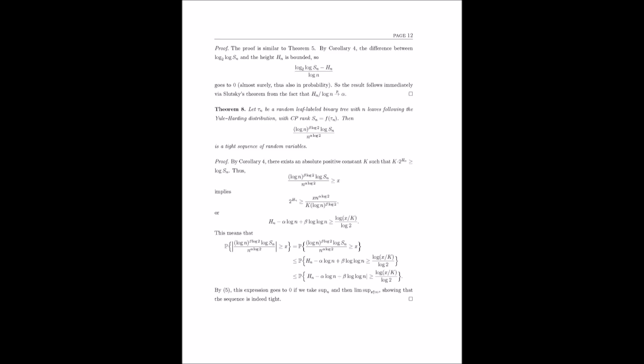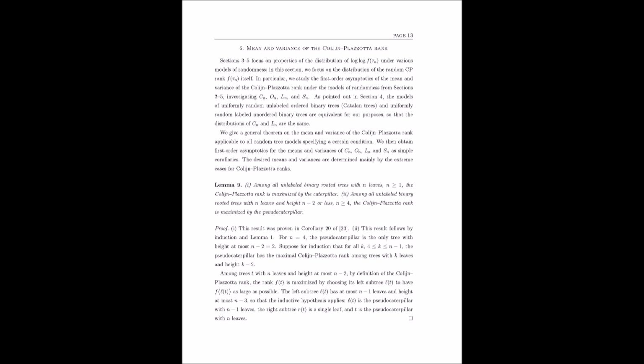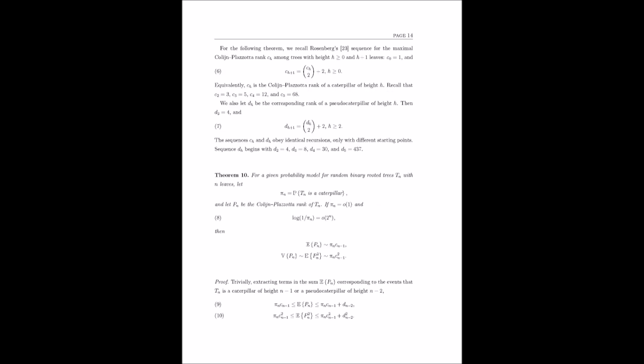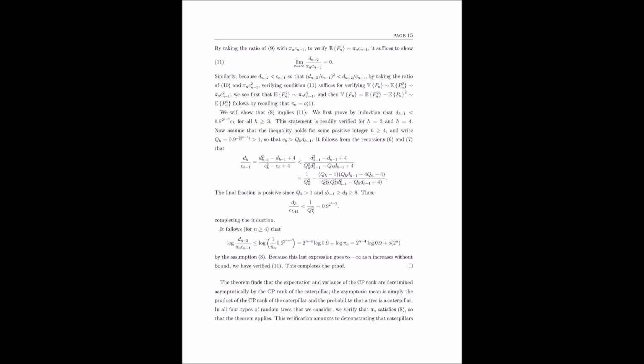And to help us break it all down, we've got this fascinating research paper all about something called the Colijn Plazzotta ranking system. Basically, they figured out a way to give each of these tree structures, these shapes, its own unique number, like a special ID. And the really cool thing, this isn't just some math puzzle. This stuff actually has some really interesting implications in evolutionary biology.